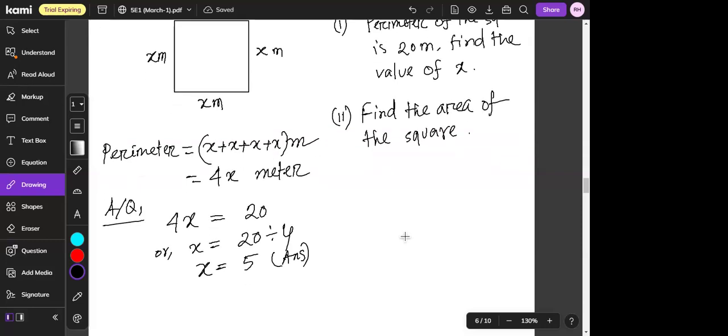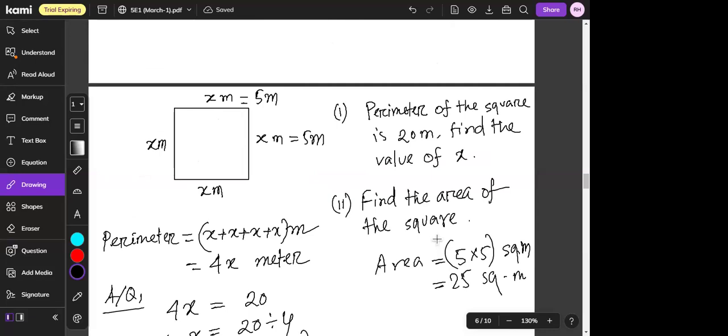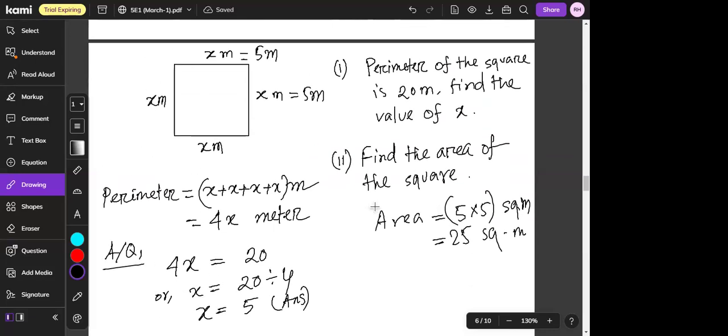If x equal to 5, just imagine every side is 5 meter. So what will be the area? Area will be very simple. Area will be 5 multiplied by 5, and the unit will be square meter. So 25 square meter. Everyone clear? Everyone clear, or any problem? Tell me.